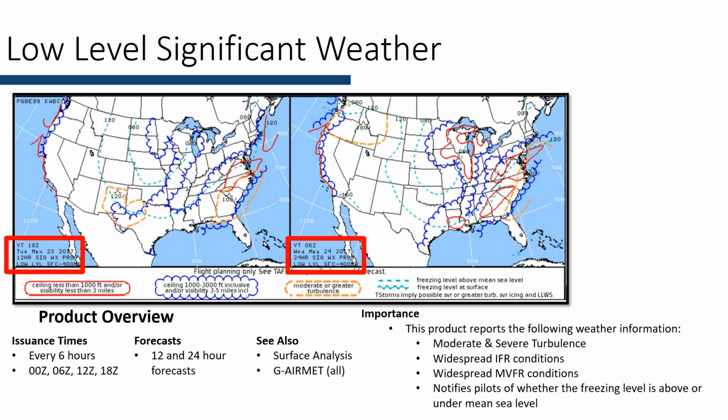The low-level significant weather chart is issued every 6 hours: 0 Zulu, 6 Zulu, 12 Zulu, and 18 Zulu. The low-level significant weather chart provides a 12 and 24-hour forecast. The valid times for this product can be found in the bottom left corner of each box. This product is important because it provides the pilot with forecast information on moderate and severe turbulence, widespread instrument flight rule conditions, widespread marginal visual flight rule conditions, as well as notifies pilots of whether the freezing level is above or under the planned flight level.